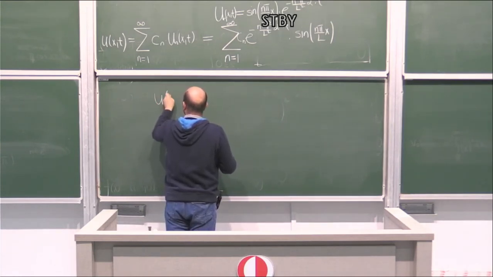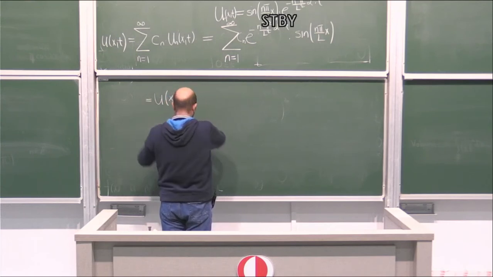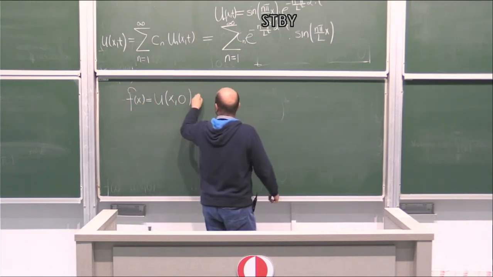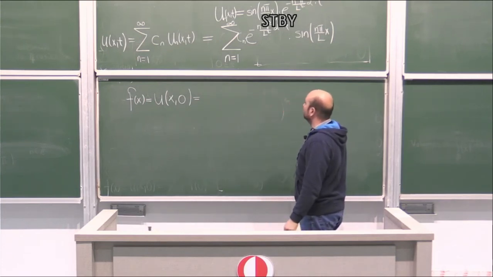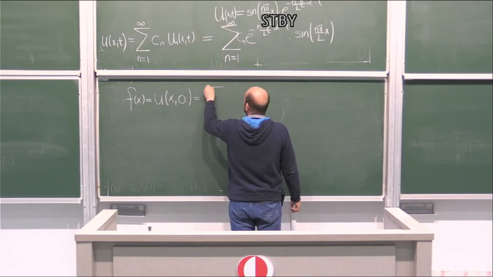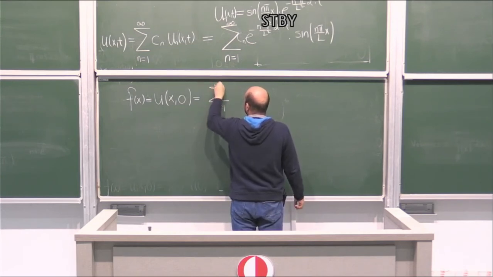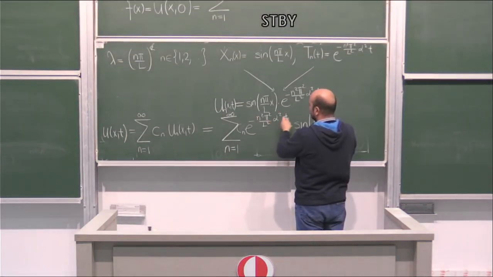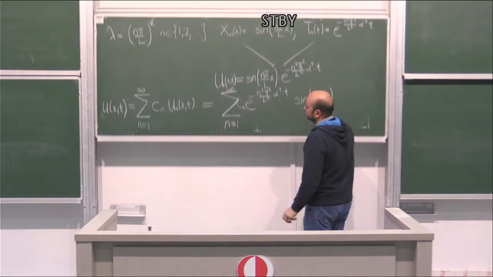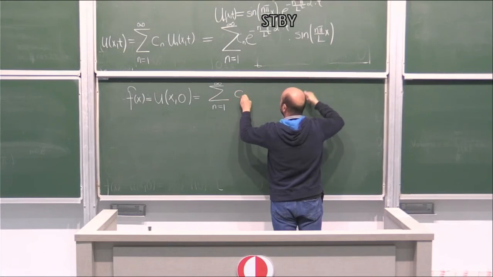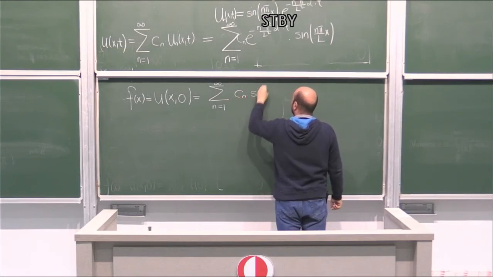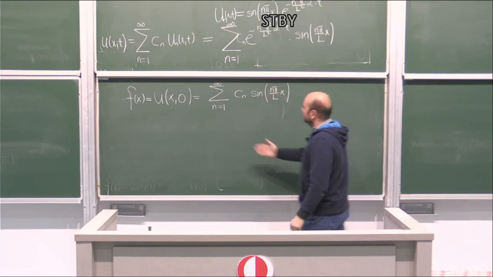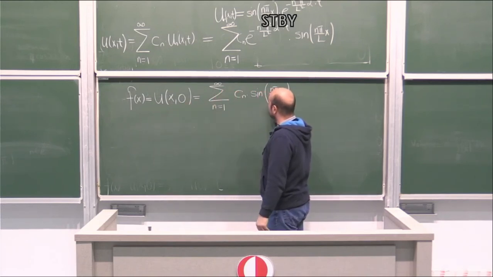U(x, 0) must be equal to f(x). So if you plug in time 0 here, then e to the 0 is 1, you just get sine. So we have c_n sin(n pi x / L). So f(x) equals this, and then I will get c_n.